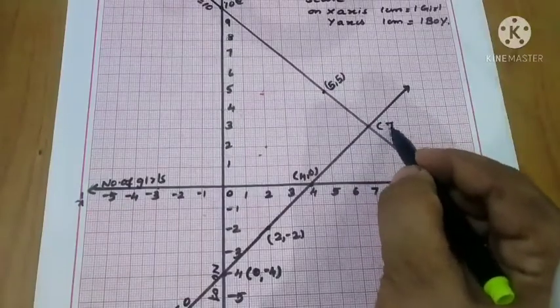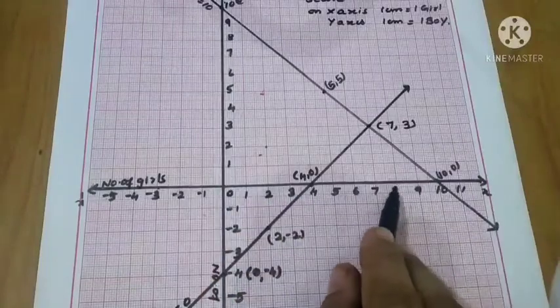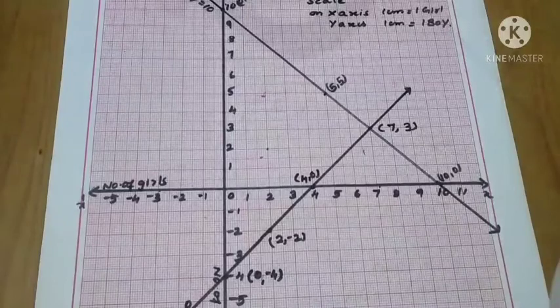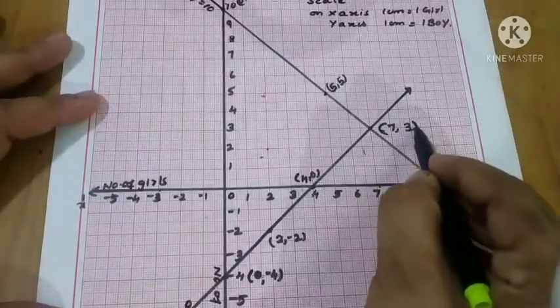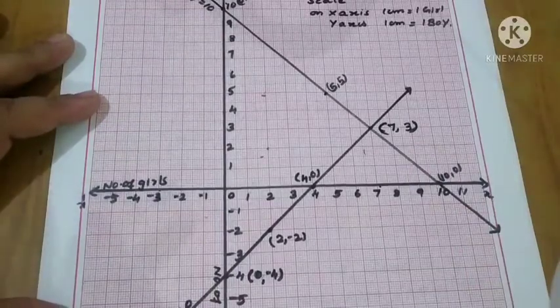So this is our solution, 7 comma 3. How I got 7 on the x-axis: first I have written the x-axis value, then the y-axis value. I always told that we must write the open bracket only. Don't write a curly bracket or square bracket, it is wrong.